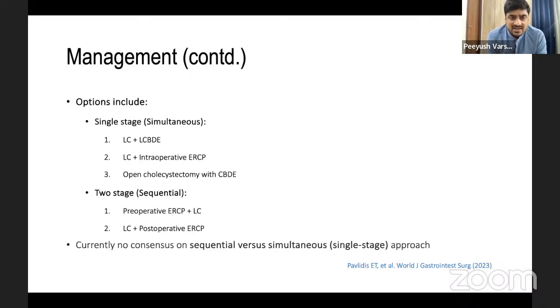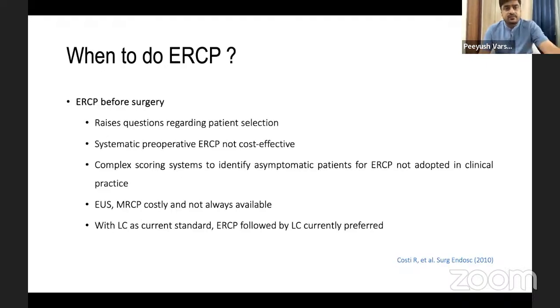Next strategy is the two-stage procedures, mostly followed when the stones are detected preoperatively. The most common procedure is a preoperative endoscopic retrograde cholangiopancreatography with CBD clearance, followed by a laparoscopic cholecystectomy with a gap of around 12 to 24 hours. And second is the laparoscopic cholecystectomy with post-op ERCP. That also has specific indications that I will deal with in one of my subsequent slides. Currently, there is no consensus on what simultaneous approach should be used. There are meta-analyses which I will discuss.